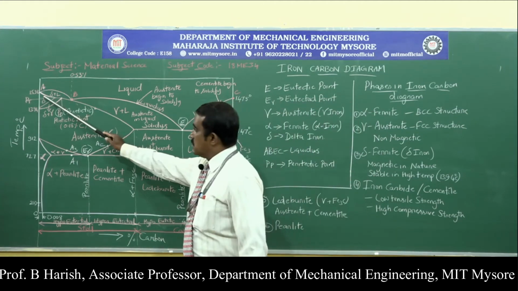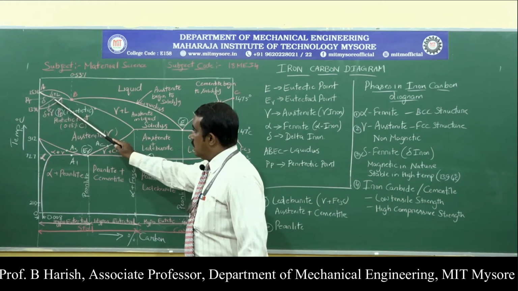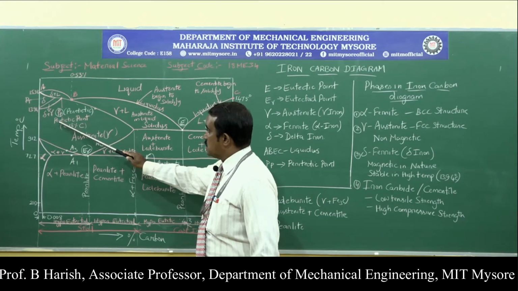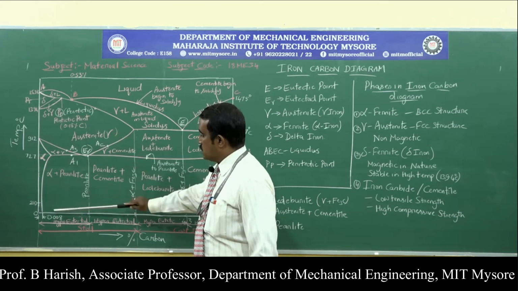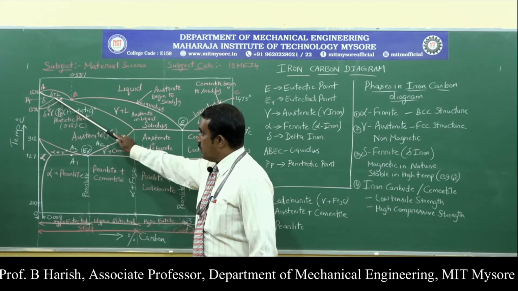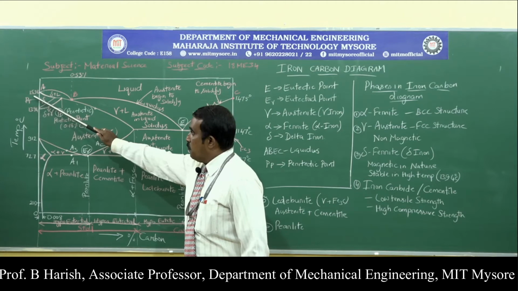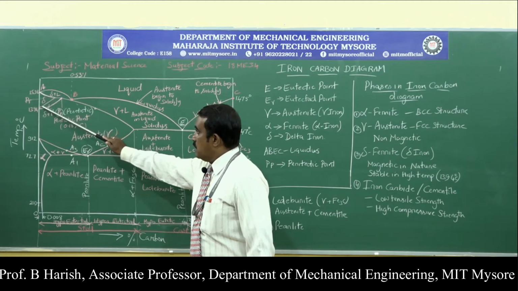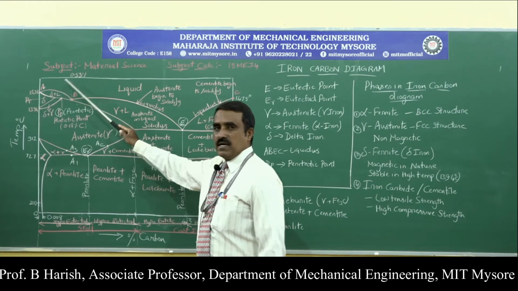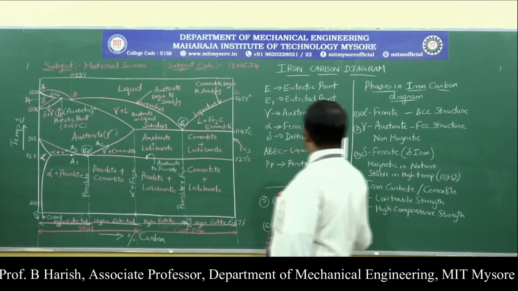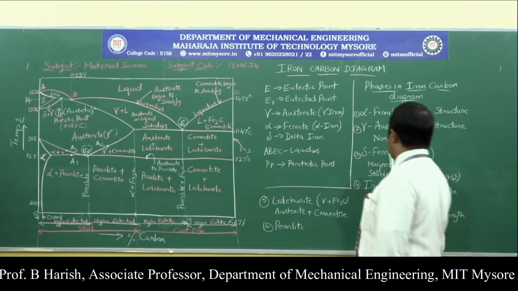You can see this region, up to around 0.10% of carbon content, with a temperature between 1394 and 1538. So this is the delta. Here it will be delta plus liquid, still in a liquid state. That is the third phase we can see, delta ferrite.